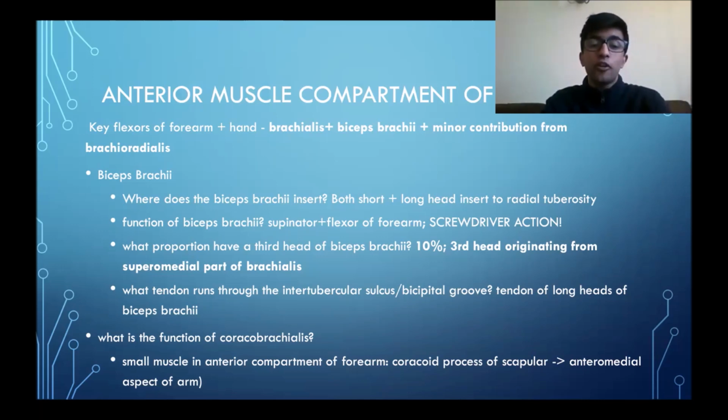What is the function of coracobrachialis? This is a smaller muscle in the anterior compartment of your arm. I don't know why I keep writing forearm. Ignore that. Arm, we're on the arm, okay? It runs from the coracoid process of the scapula to the anterior aspect of the arm. That's a smaller muscle, and that's literally all you have to know. The main one to be aware of is biceps brachii.